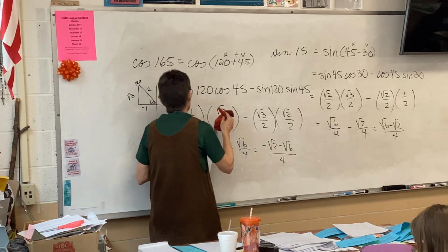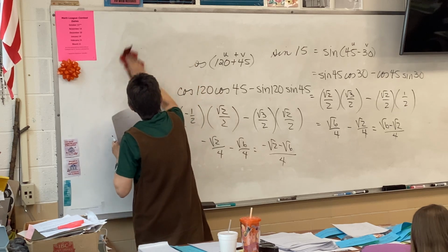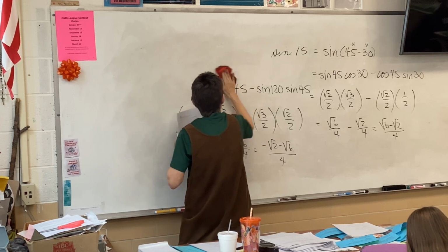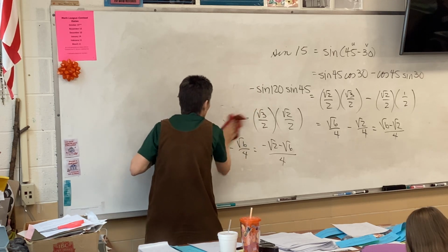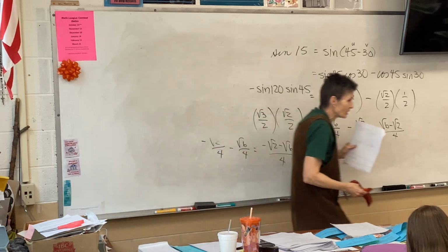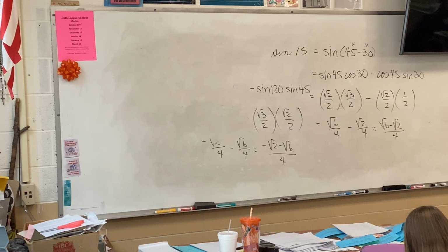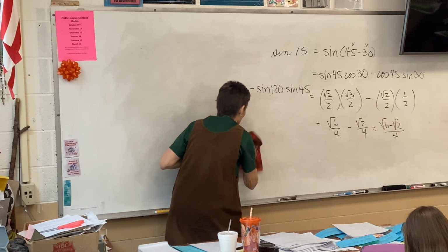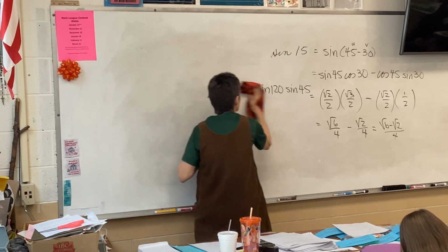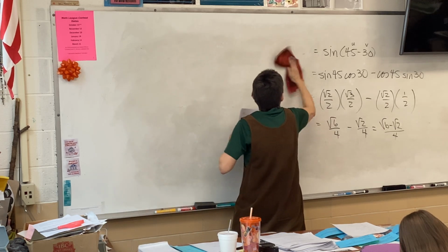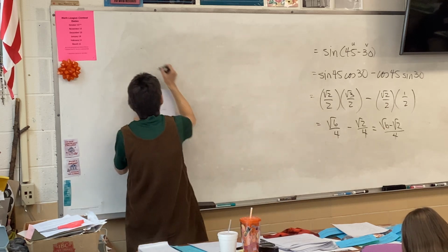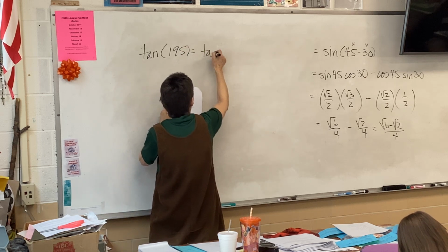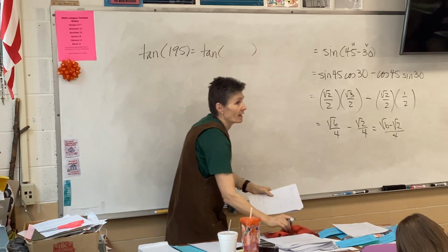All right, the next one's going to be a little bit messier. Let's take a look at this one. I can't remember, did I put the tangent identities on? Okay, so what's the first thing we have to do? The first thing we have to do is figure out what we can add or subtract to give us 195.